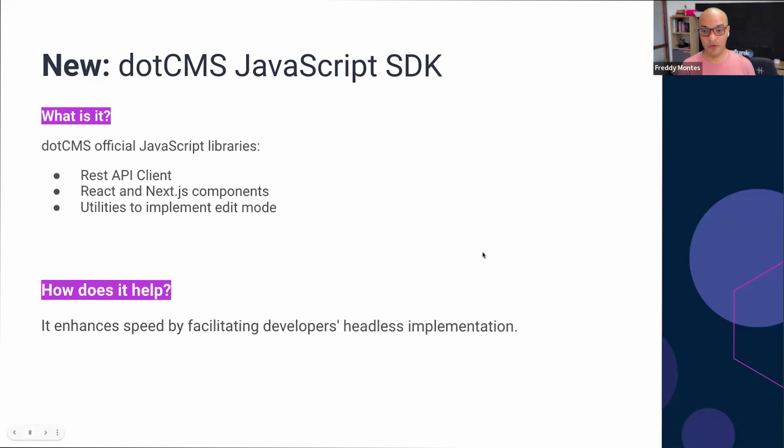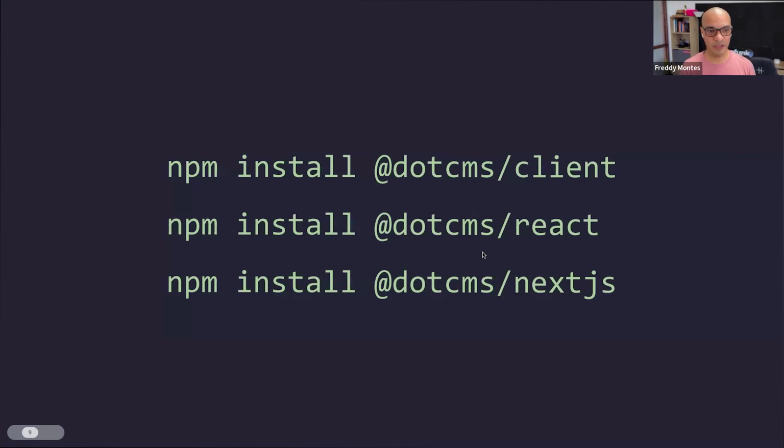Especially now that we have the demo, you can literally clone it, point it to your dotCMS, give me the component for the content types you want to render in this page, and you're good to go. These libraries are already in npm. So you can just run npm install at dotCMS, which is the new organization. And we have client, React, and Next.js. And we're probably going to keep bringing new libraries for other frameworks and other approaches.